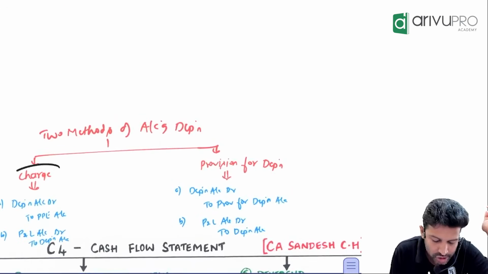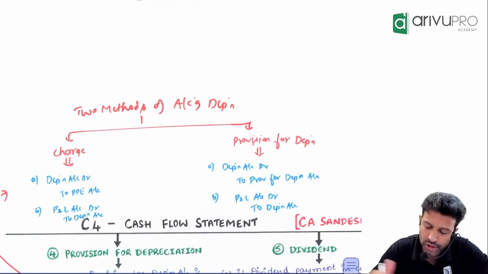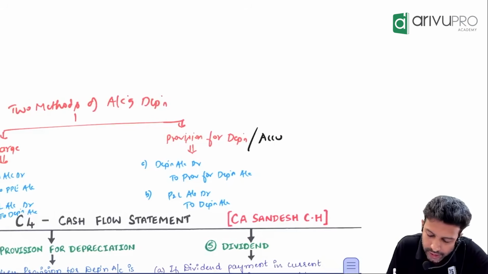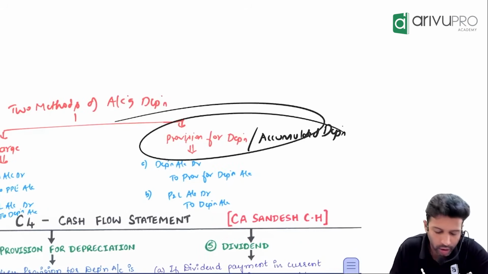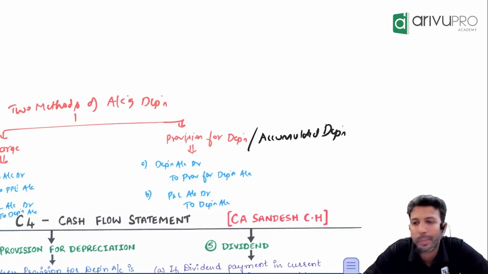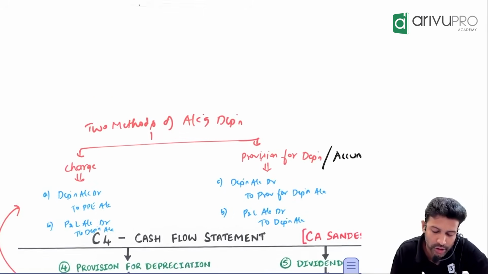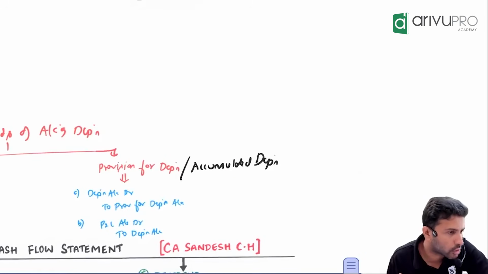One we call the charge method, another one we call provision for depreciation, or another name is accumulated depreciation. Charge method or provision method. Company is free to choose how they want to present it. Either they can go for charge or they can go for accumulated depreciation, their choice.